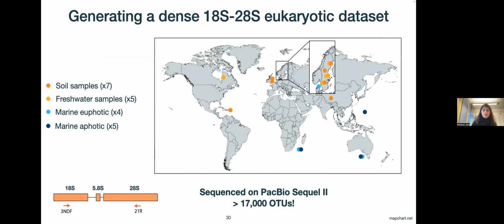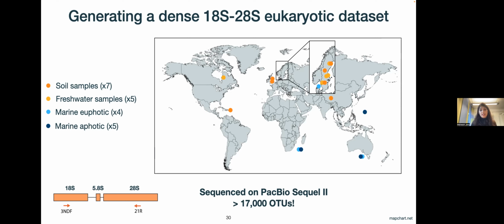To answer all of these questions, we generated a dense 18S, 28S eukaryotic dataset from several different environments. We had some soil samples, from forest soils to agricultural soils. We had some freshwater samples from lakes, also from permafrost thaw ponds. We had samples from the surface of the ocean and also some samples from the deep ocean, including the Mariana Trench.